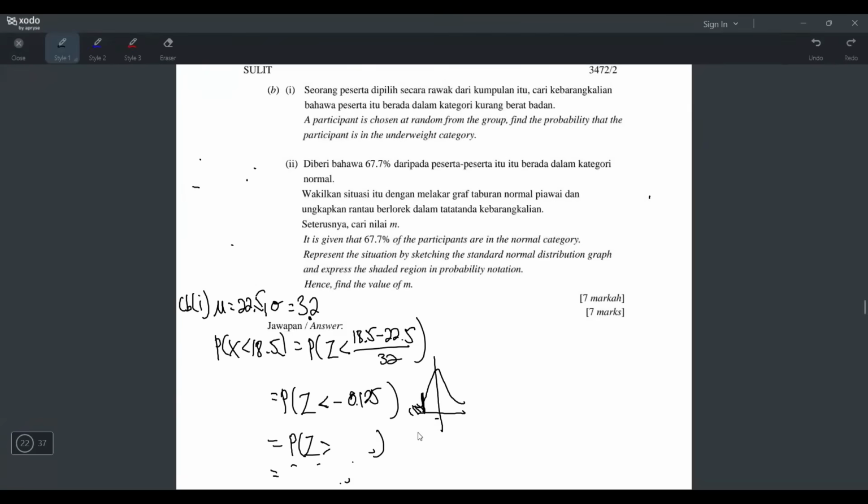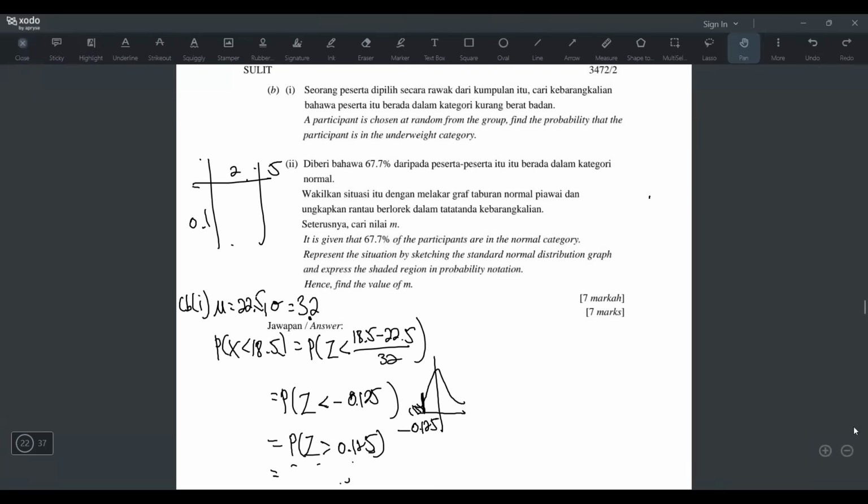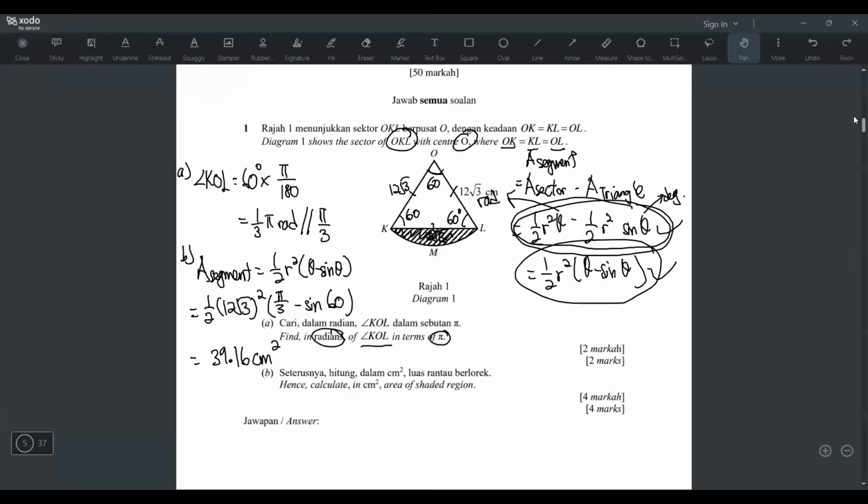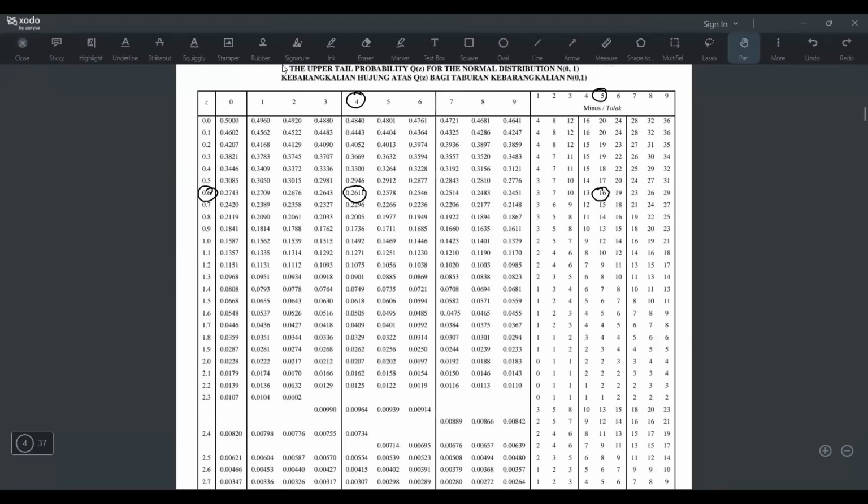And then smaller negative can change to bigger positive. I already explained why just now, because it's symmetrical. This area, smaller negative, is changed with the bigger positive. And then now I have to go to the jadwal and baca again, cari 0.125, right? So I will go back to the jadwal again, 0.125. All right, so this is the jadwal. 0.1 is here, 2 is here, 5 is here. So the answer I'm looking at is this one, 0.4522 and 20.